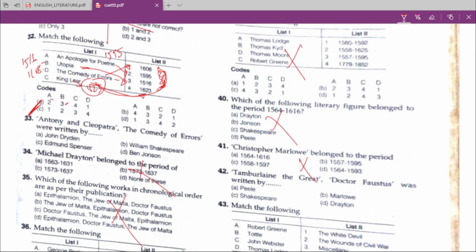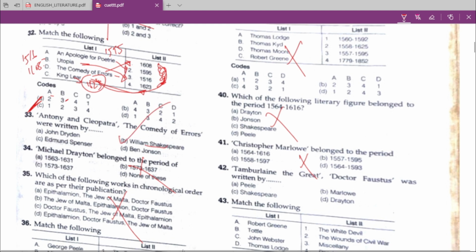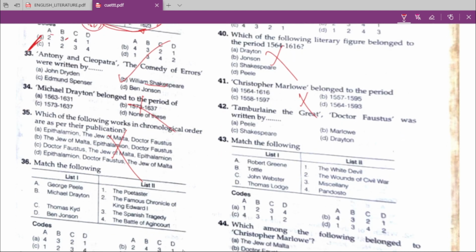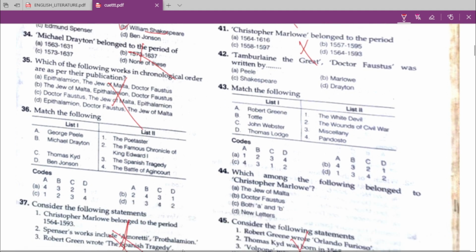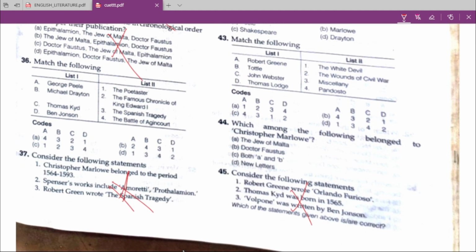Antony and Cleopatra, The Comedy of Errors, these are written by William Shakespeare. Okay. Next question. 34, 35, one more to skip. 37. George Peele, Michael Drayton, Thomas Kyd, Ben Jonson. The Poetaster, The Famous Chronicle of King Edward I, The Spanish Tragedy, The Battle of Agincourt.